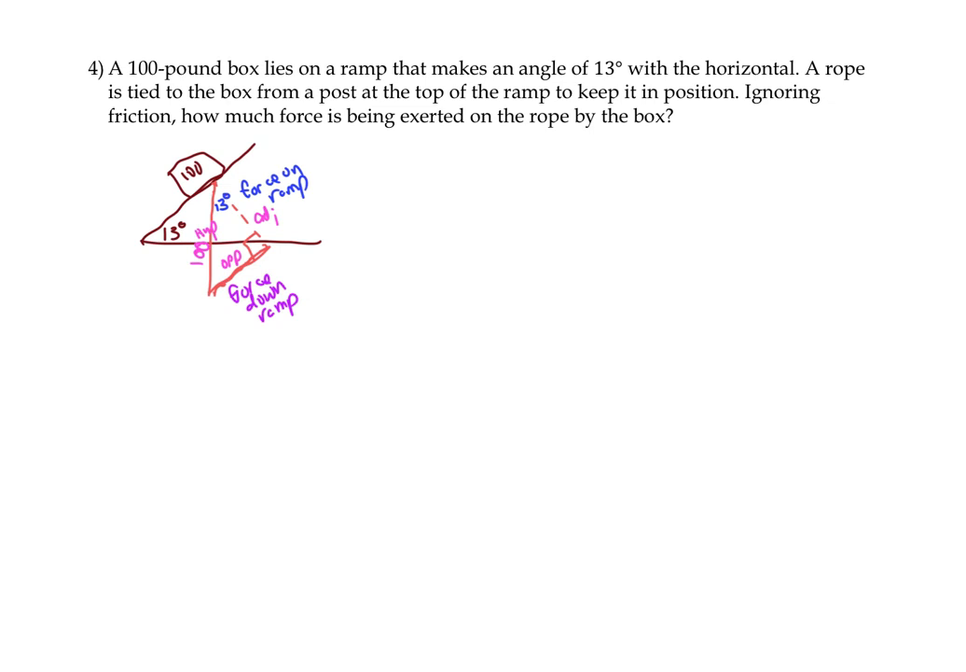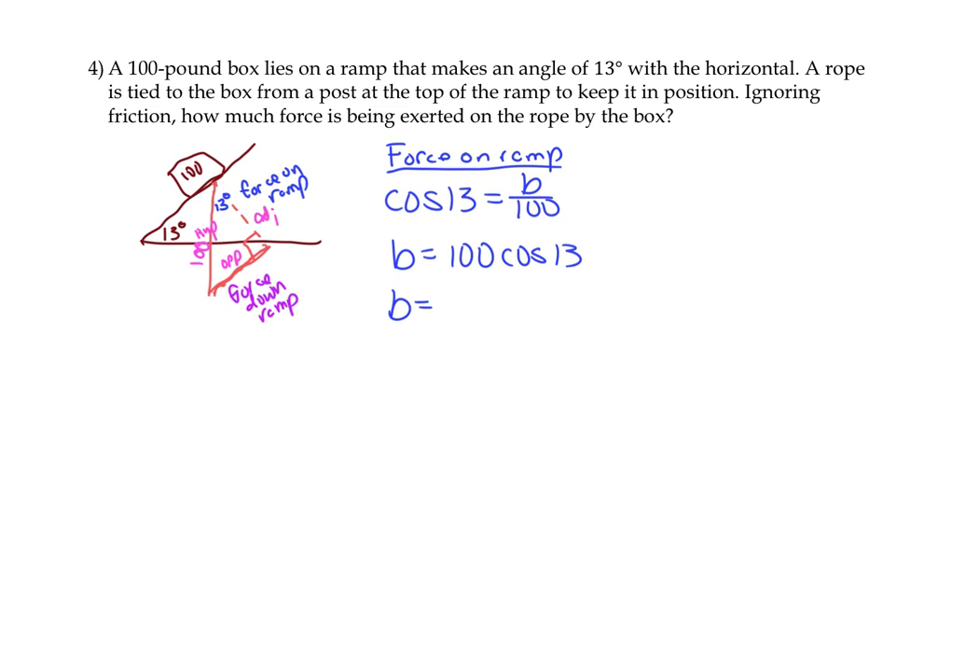So now we're going to do the force on the ramp. And so that's the adjacent over hypotenuse, so that's cosine. So cosine of the 13-degree angle equals the adjacent side over the hypotenuse. So B is equal to 100 cosine 13. So this is equal to 97.4370 pounds.